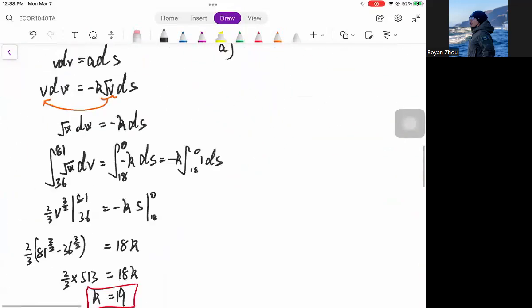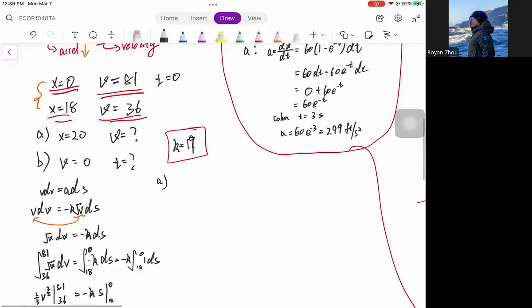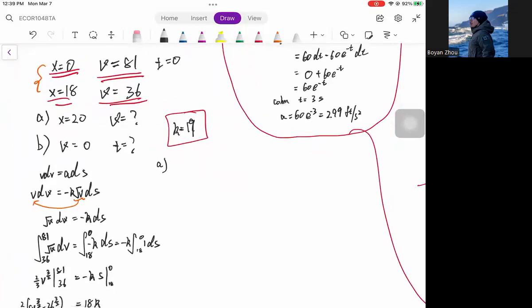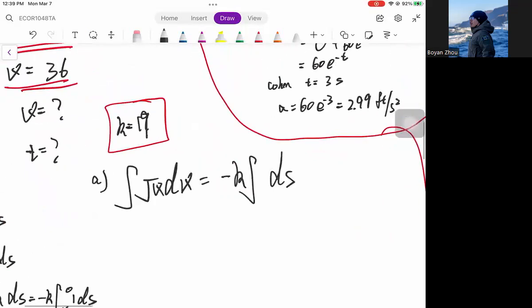K is equal to 19. I'm going to write it again on here. K is equal to 19. So just setting up the equation again. On the left hand side, integrating square root of v. On the right hand side is going to be negative k integrating ds, and then we can put a boundary.